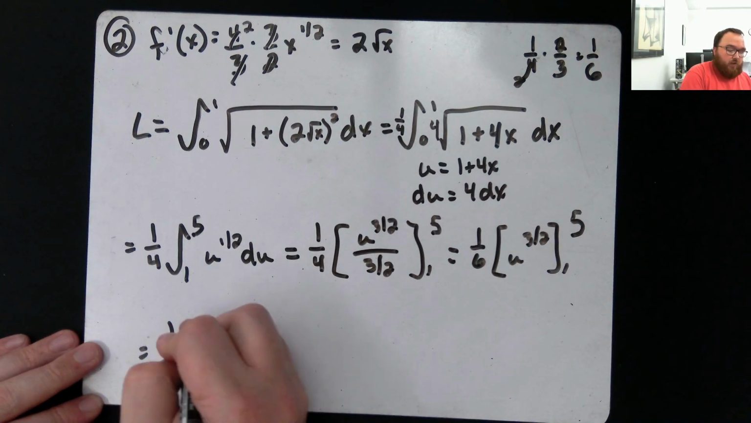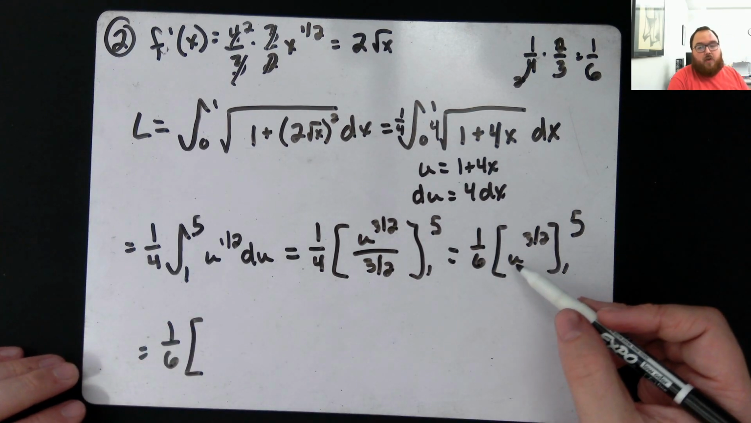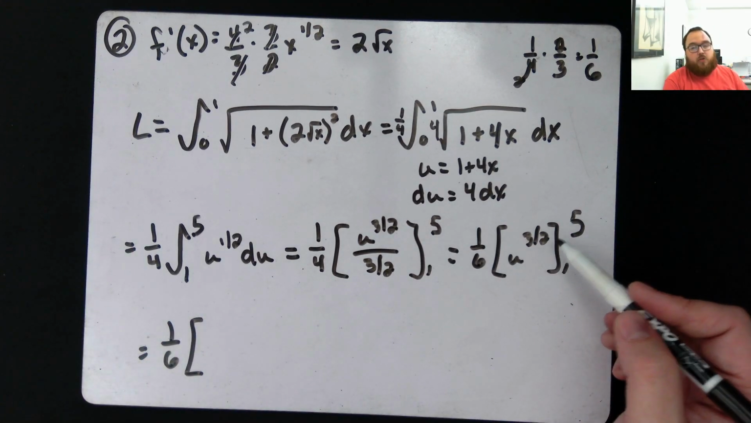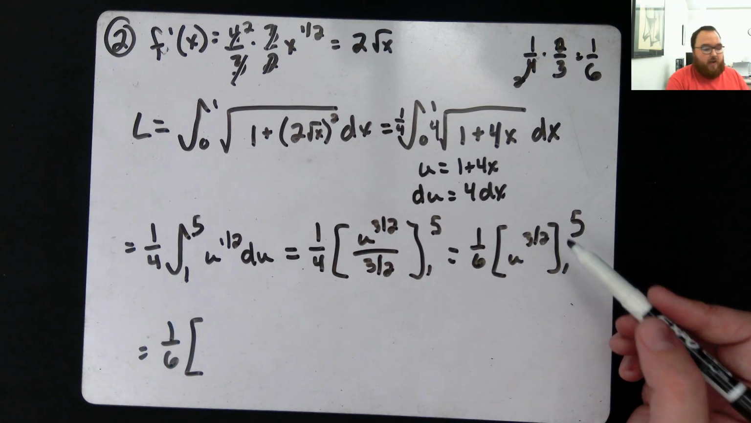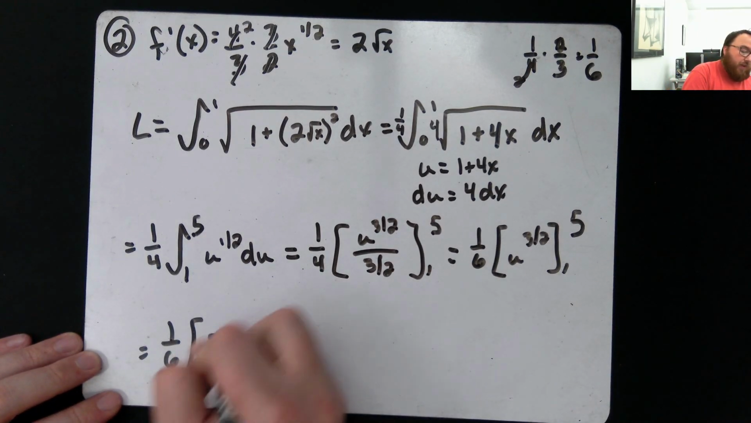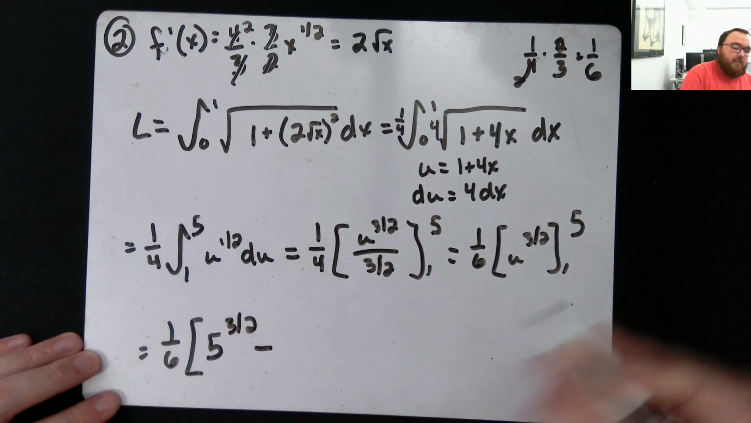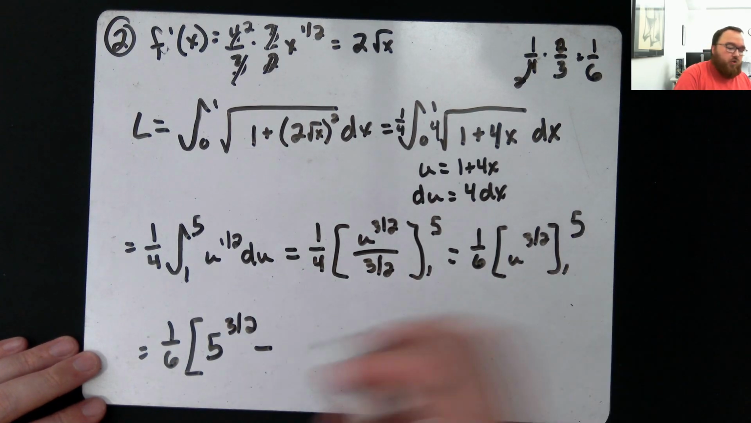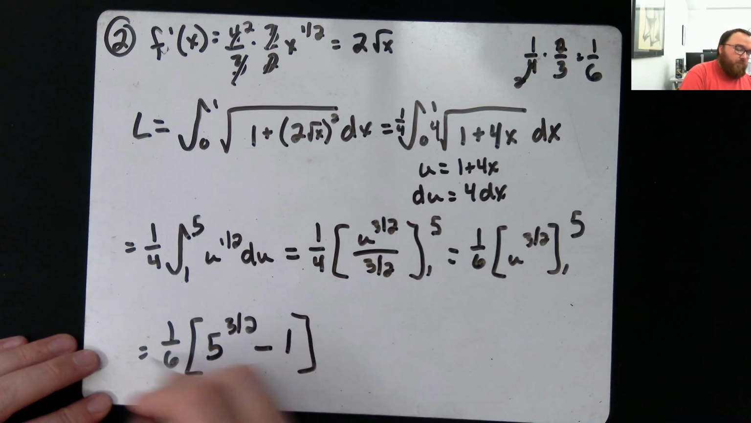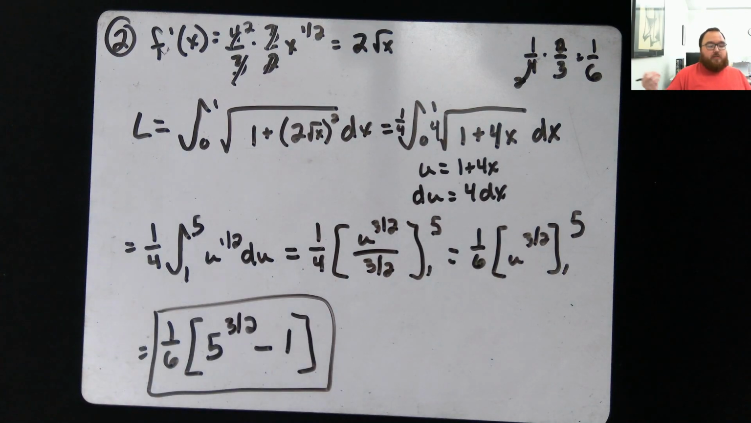Plug in 5 first. 5 to the 3/2, I would do the square root of 5 first, but that's not a thing, so you can just leave it. That's 5 to the 3/2 minus, plug in a 1. 1 to the 3/2 is just 1. And it's perfectly fine, once again, just to stop right there, because 5 to the 3/2 isn't a rational thing.